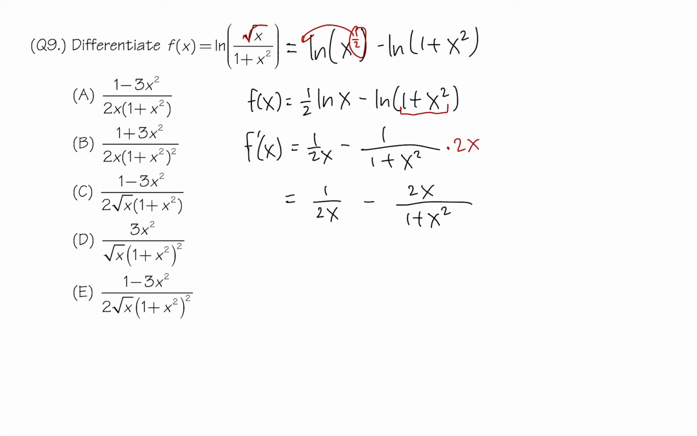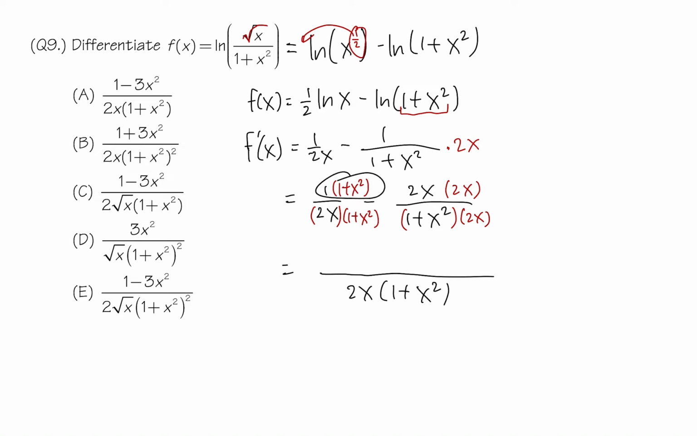But this is not one of these, right? So, what do we do? Well, combine the fractions and now see what happens. For the first fraction, we will need this guy for the denominator. So let's multiply this by 1 plus x squared on the bottom and also on the top. For the second fraction, we will need this 2x. So let's multiply by 2x on the bottom and also on the top. This way, they will both have the same denominator, and that is 2x times 1 plus x squared.